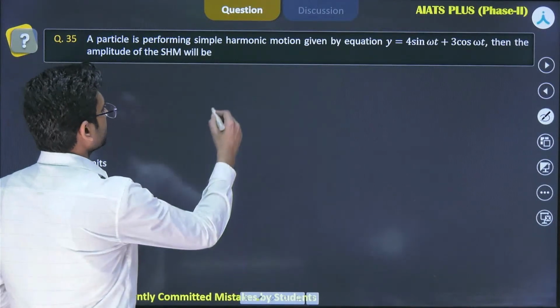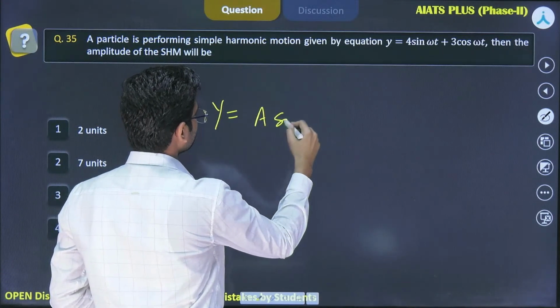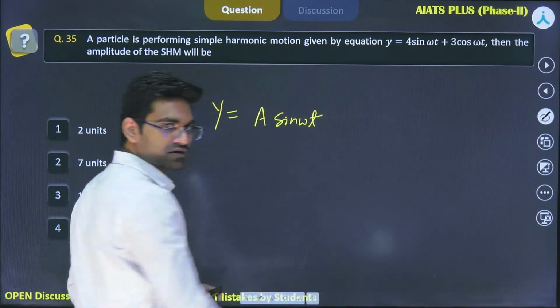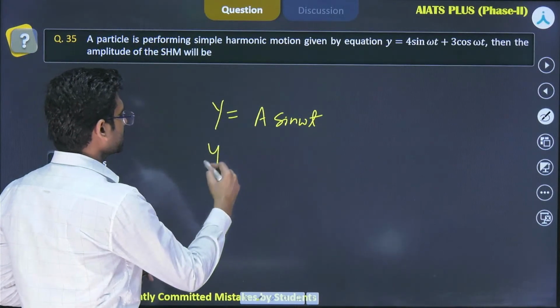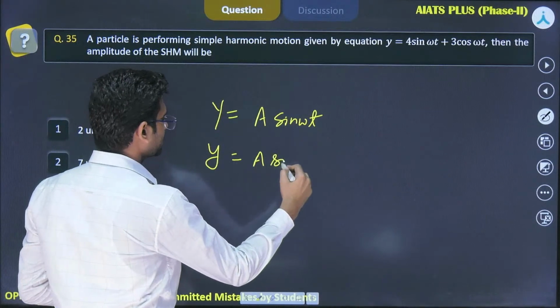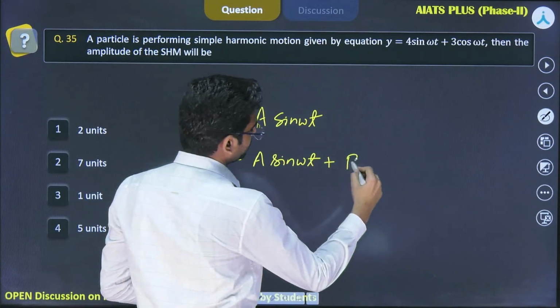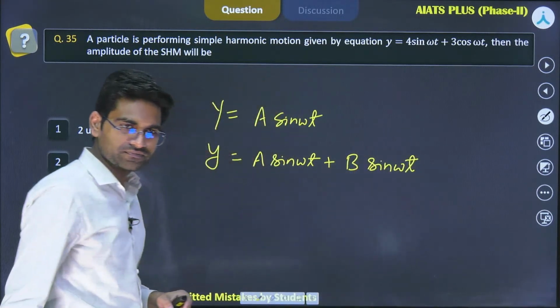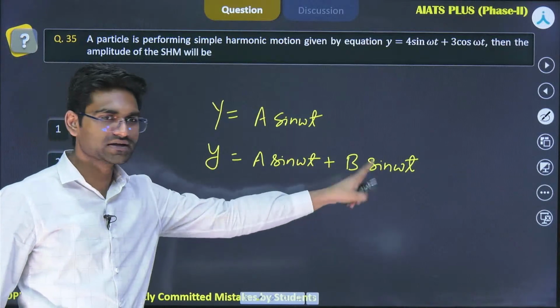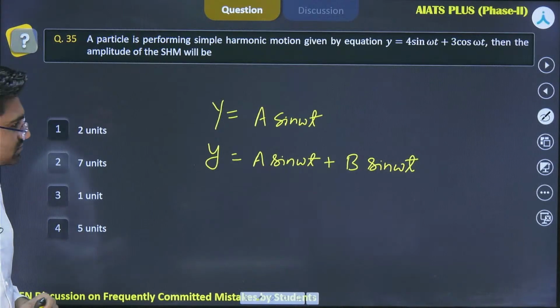If there is a general equation given as a sin omega t, just this one, then we know that the amplitude is this a. If I am given this equation, a sin omega t plus b sin omega t, then what would be the answer? Anyone?